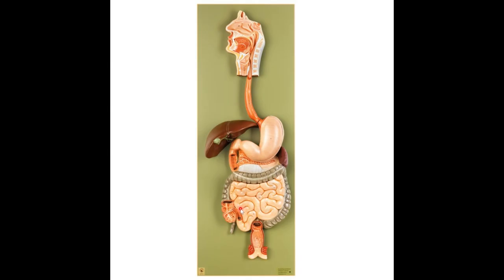The small intestine then empties into the large intestine right here. There's a little valve there. There's actually three valves along the way. There's one right here on the entrance to the stomach. There's one right here at the exit to the stomach. And there's one right here in between the small and large intestine. And then we get the ascending colon. Another term for large intestine is colon.